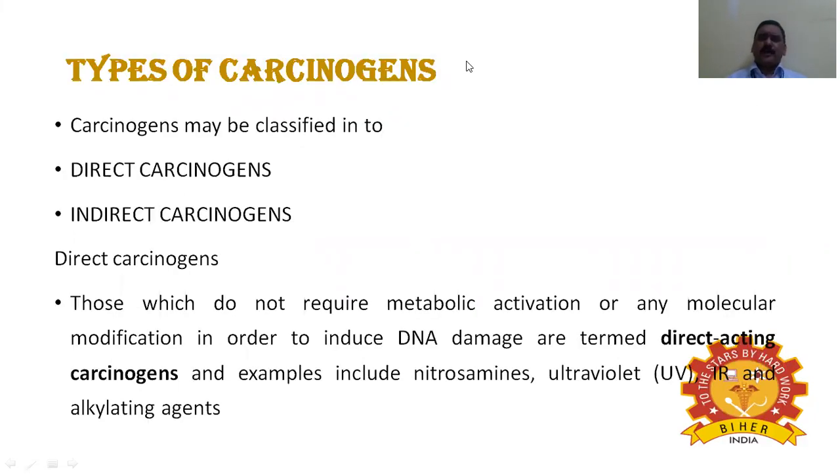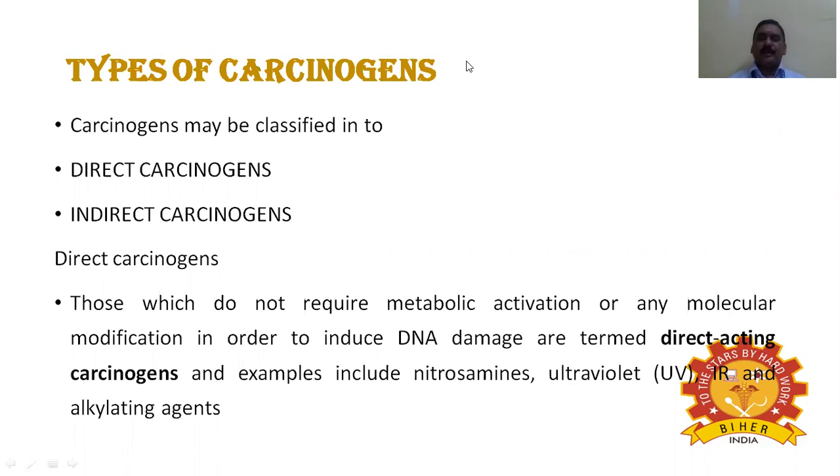Next, I'm coming to the classification of carcinogens. Carcinogens may be classified into number one, direct, and number two, indirect. So there are two different categories of carcinogens. What is a direct carcinogen? Direct carcinogens are those which do not require metabolic activity or any molecular modification in order to induce DNA damage. They are called direct-acting carcinogens.